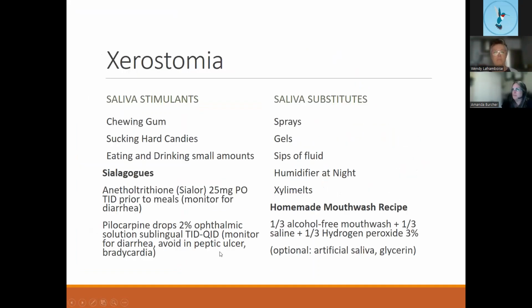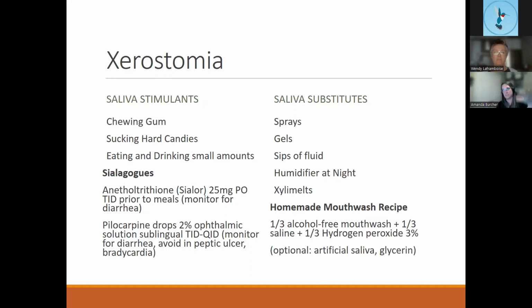Great. So xerostomia, the fancy word for dry mouth. A lot of times patients have dry mouth because of oxygen, but they might also have dry mouth because of some of the medications that we have them on. Certainly opioids are a culprit for causing dry mouth. So when I think about dry mouth management, I think of two options. We can stimulate saliva production, or we can substitute for saliva.